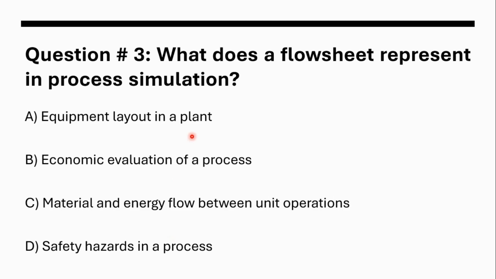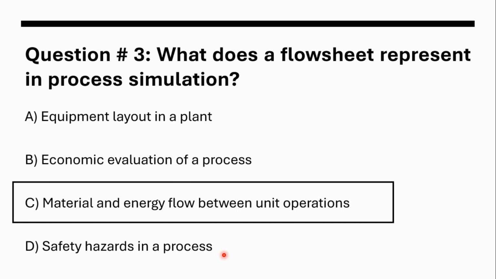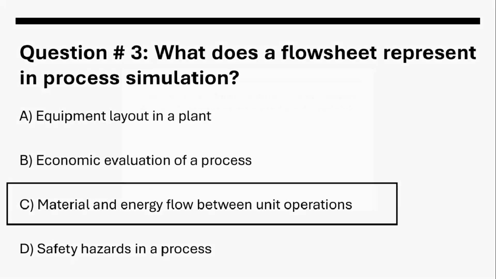Aspen or any process simulation does not give any equipment layout in a plant. Layout is a bit different from what we do with Aspen or any process simulation software. A flowsheet does not represent economic evaluation; economic evaluation is another part of process simulation. Safety hazards, again, are another study, but mainly the material and energy flows between unit operations are represented by the flowsheet in our process simulation.